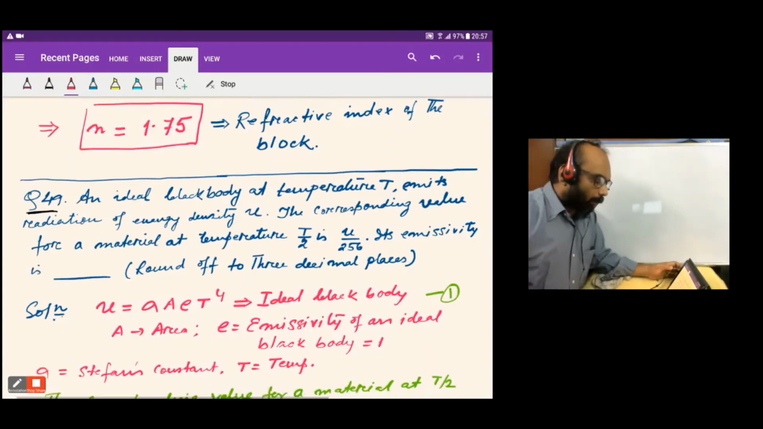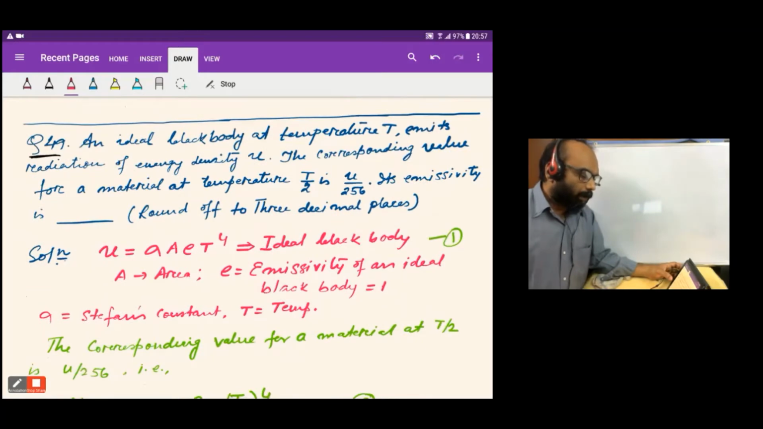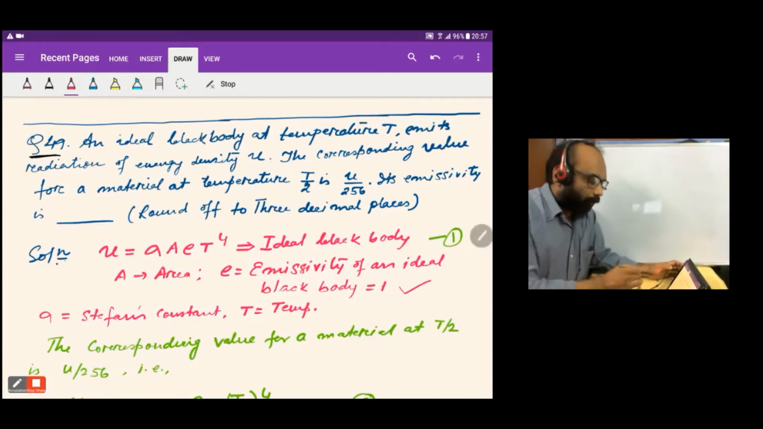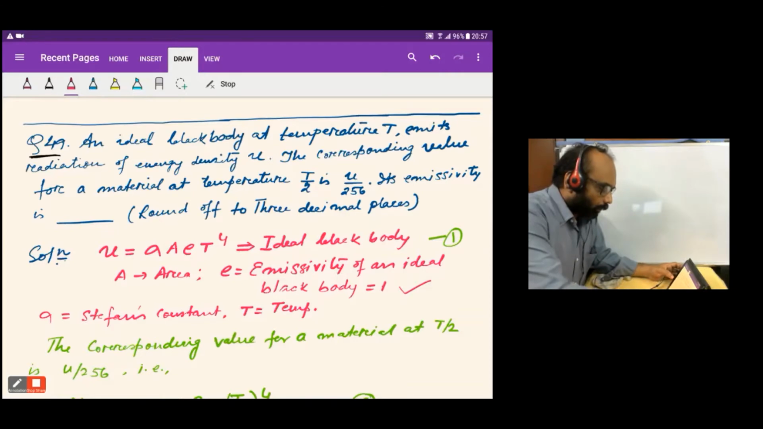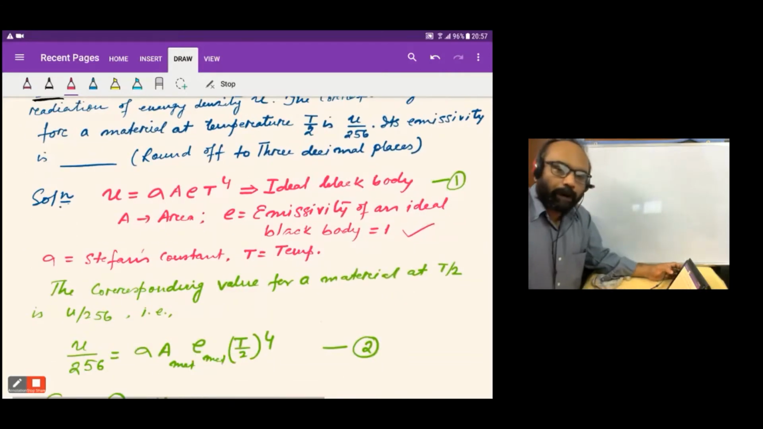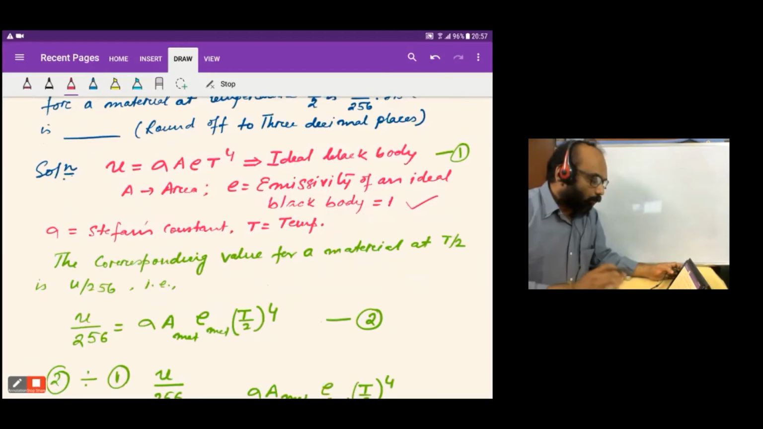Now, in the case of ideal black body, we know U equal to sigma A E times T to the power 4, where E is the emissivity of an ideal black body, which is 1. Sigma is Stefan's constant, T is temperature. We can write A, or if you divide U by A, it's the same. Now, the corresponding value for a material at T by 2 is U by 256. That means U by 256 is equal to sigma A metal times E metal times T by 2 to the power 4.